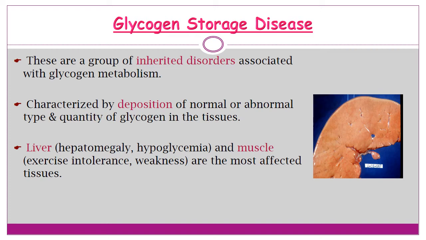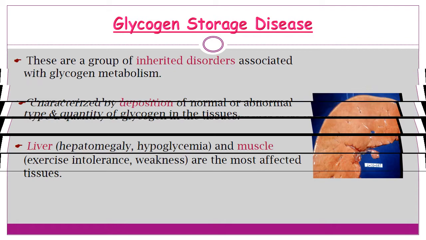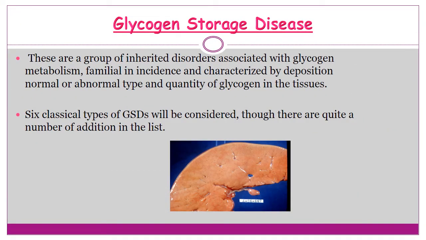In the liver, hepatomegaly and hypoglycemia, and in muscle, exercise intolerance and weakness are seen in the most affected tissues. So liver and muscles are mainly affected because they are the major glycogen-storing organs. Then these are a group of inherited disorders we have seen. They are classified into types of glycogen storage disease. There are many, the list is too long, but we will just see only 6 classical examples.